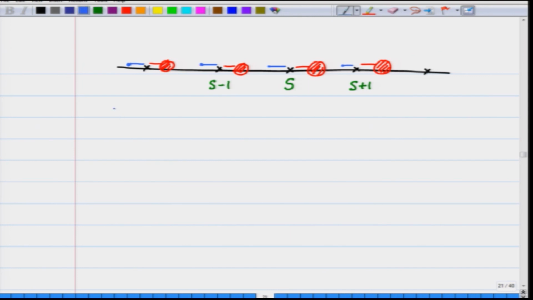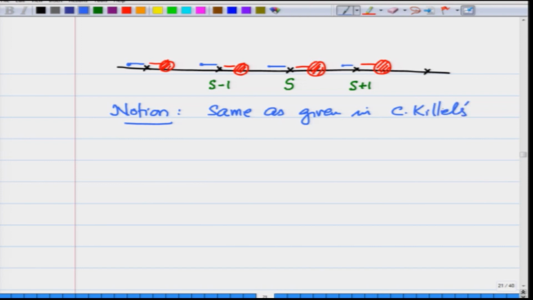And I am going to follow the notation prescribed in Charles Kittel's book. So, one of these displacements I am going to call u. Let us say at the sth site the blue one shifts by u_s and the red one shifts by v_s, so that on the next site it will be u_(s+1) and v_(s+1), and the previous site will be u_(s-1) and v_(s-1).